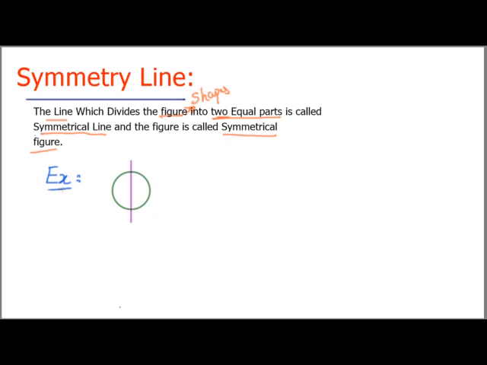For example, here I have taken one circle and I am dividing it through a line. When I divide with the help of this line, the first part is equal to the second part. This line is dividing the circle into two equal parts. So this line is called a symmetrical line, and this figure is called a symmetrical figure.